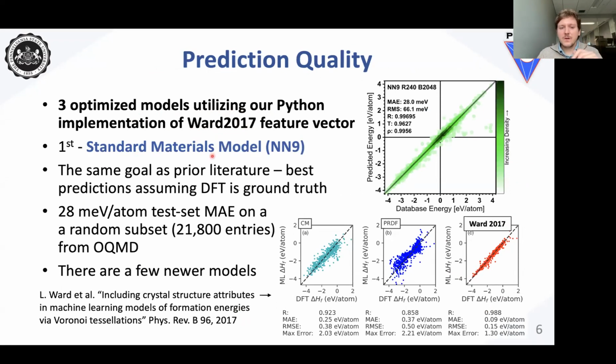So this one is basically having the same goal as most of the literature. Look at a test set of structures from a big DFT database like OQMD, and try to predict them as well as possible. In this case, we took 21,000 entries, and we achieved 28 meV per atom mean absolute error. And there are a couple of other models available in the literature that do the same thing. Mostly there's a couple for Materials Project, there's a couple for JARVIS, for AFLOW. But in general, this is what you can expect from this sort of models, around 30 meV per atom, but that's only within the database.